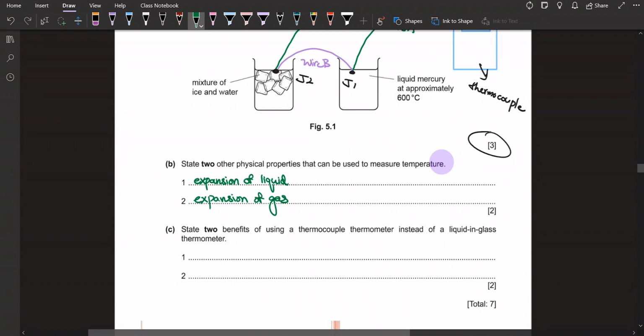And for this we'll get 2 marks. There's nothing much to explain for this. You just have to go and read the topic for this. These are like basic theory questions. If you don't understand, you have to go and read the textbook.